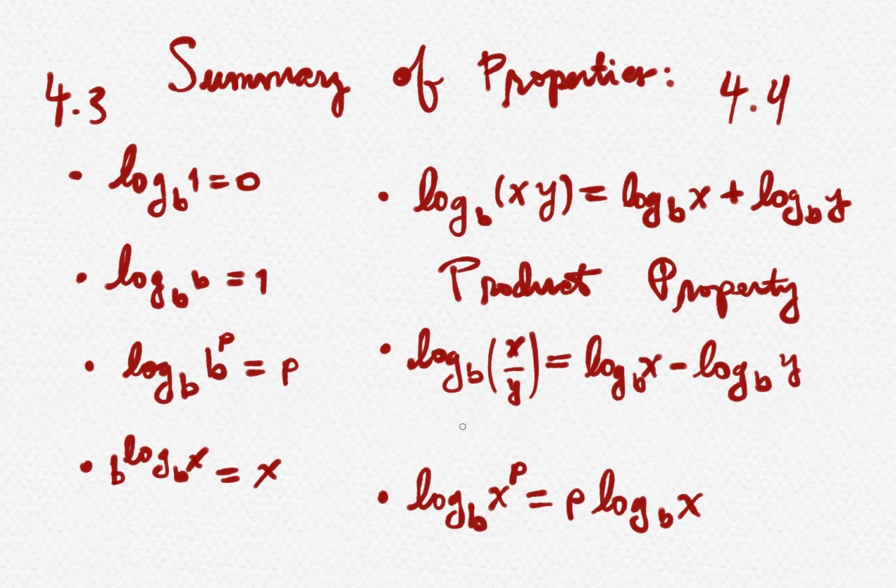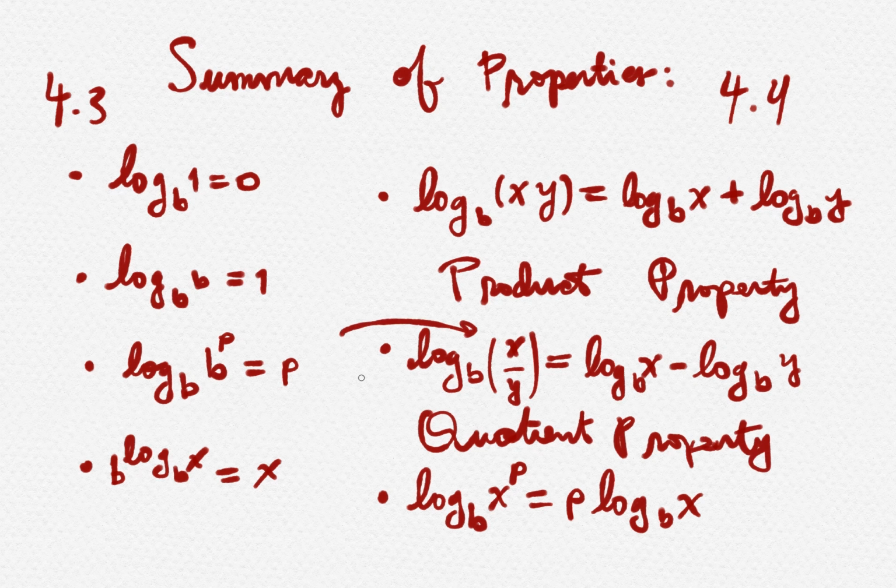Similarly, we're going to have a quotient property. And this is what we do with a quotient inside the logarithm. Log base b of x divided by y is going to be log base b of x minus log base b of y. It's a very similar rule, but if we're dividing, we're just going to split up into two logarithms and then subtract.